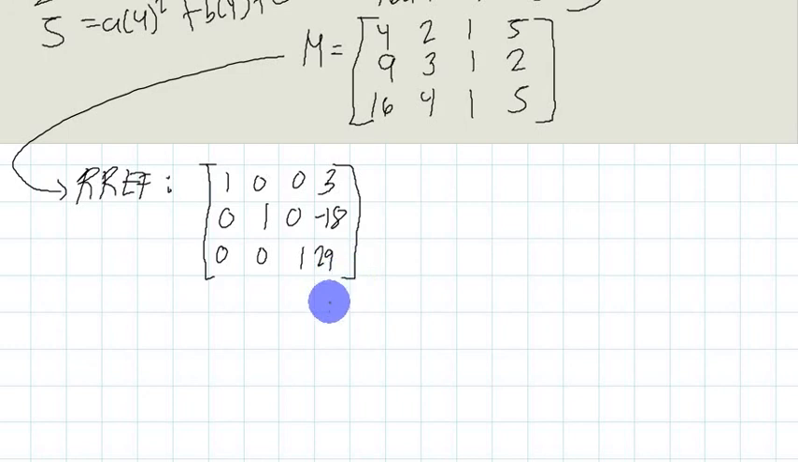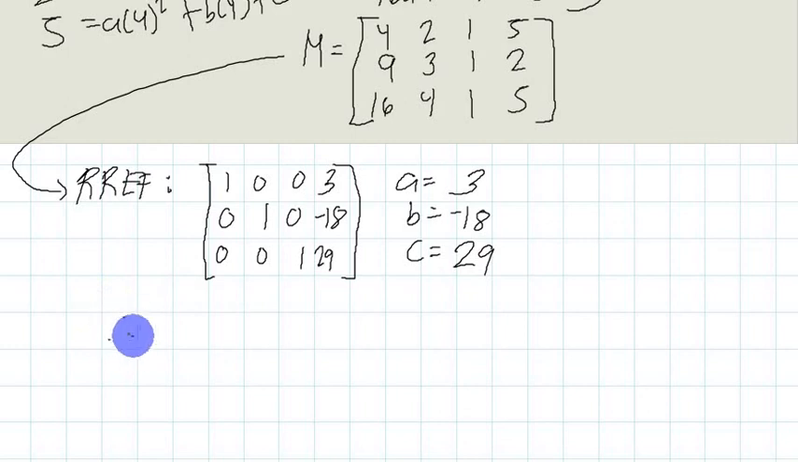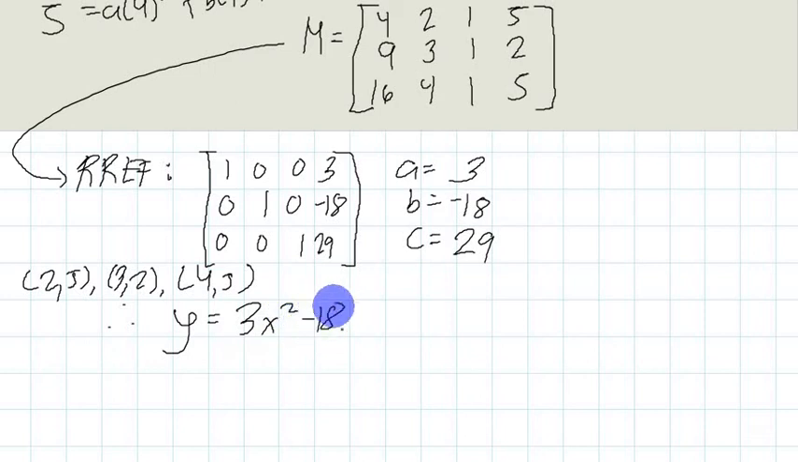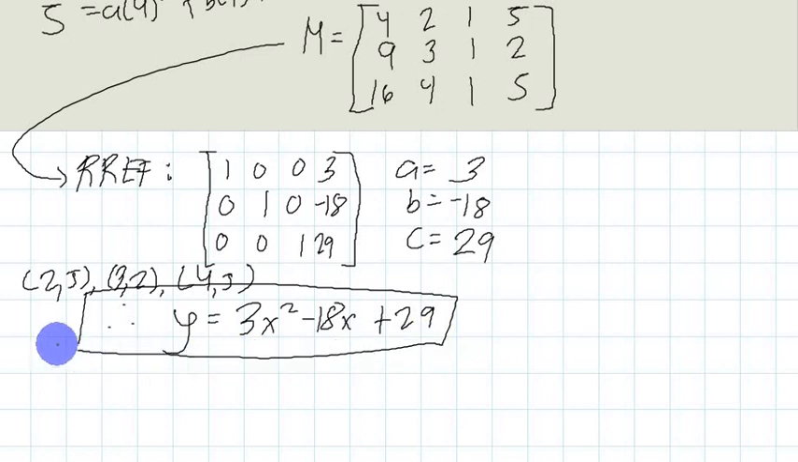So, given this reduced row echelon form of our augmented matrix, we can now say that a is equal to 3, b is equal to negative 18, and c is equal to 29. Therefore, the polynomial function we're looking for that would fit the data points (2, 5), (3, 2), and (4, 5) would be y is equal to 3x squared minus 18x plus 29. And that is an example of polynomial curve fitting.